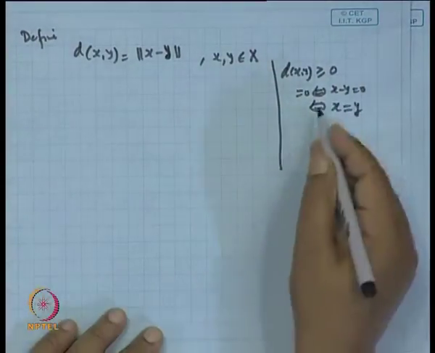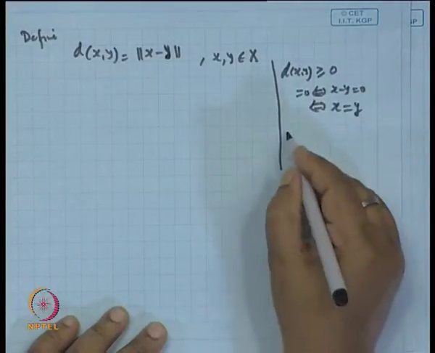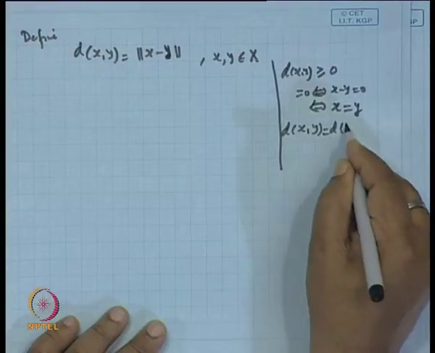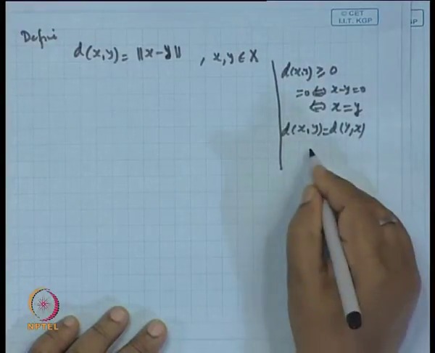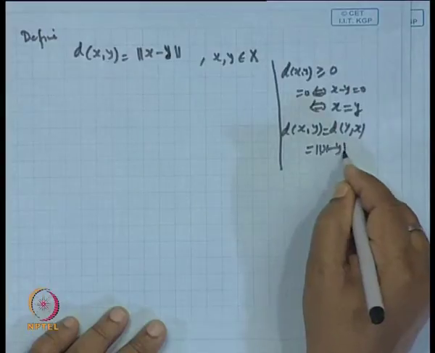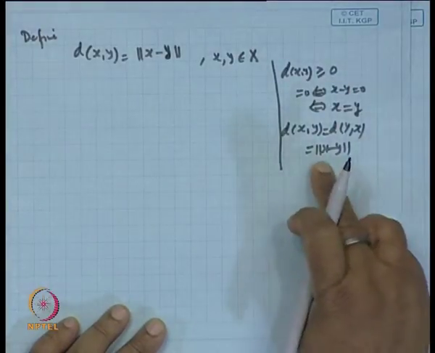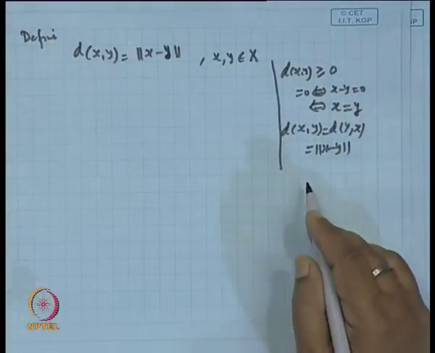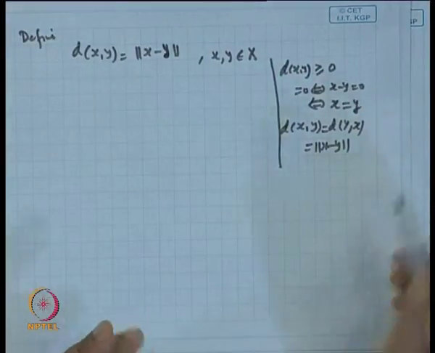The third property: if I interchange x and y, instead of d of x y I write d of y x, both will give the same value, because interchanging x and y will not affect a non-negative quantity. The negative sign will not affect it. So, y minus x will remain the same.